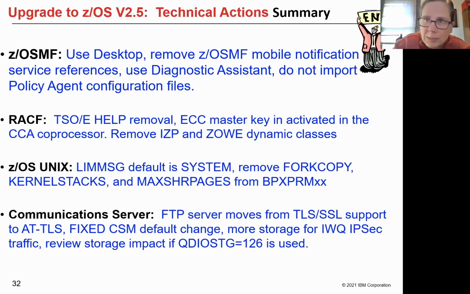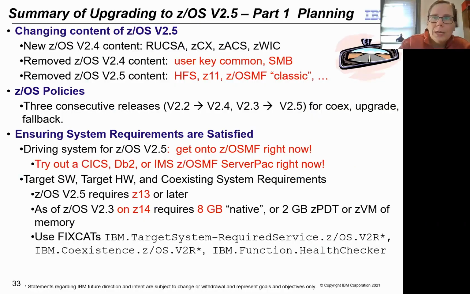We don't have OpenSSH considerations, which we have had in the past. And user key common is behind us, once we're on 2.4. All right. So I just had a real quick chart from the planning, where we talked about a lot of the stuff using fixed cats, using the workflow, making sure that you understand coexistence and fallback. And that's really about it.